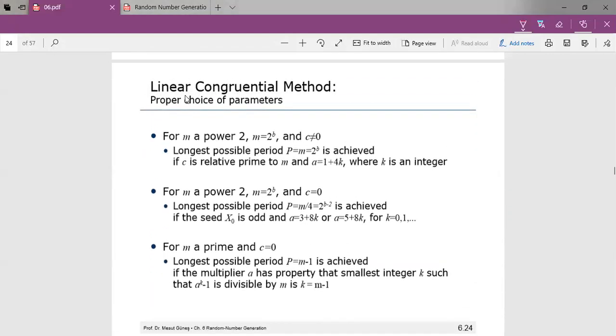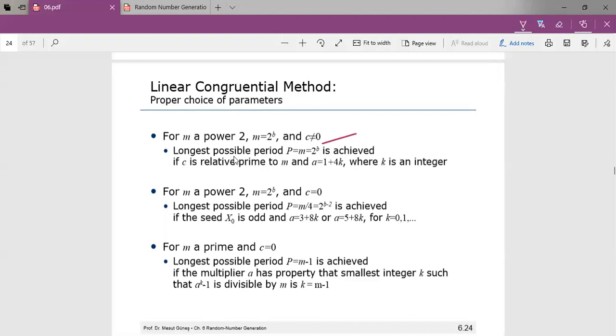And once again, with respect to the linear congruential method, a proper choice of the parameters must be made. These are the methods where we can choose the proper parameters so that we can consider it a better random number generator. For m a power of 2, as I told, speed and efficiency is always achieved if we consider the value of m as a power of 2, m equals 2 to the power of b, and c not equal to 0. So this is one choice of parameters.